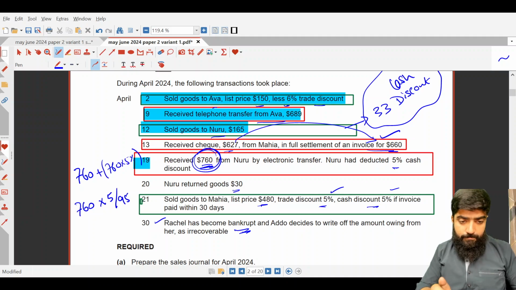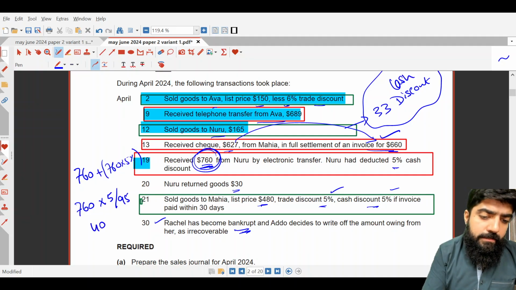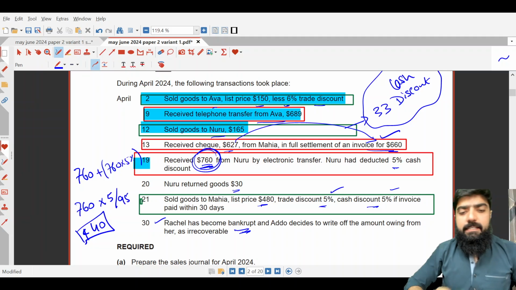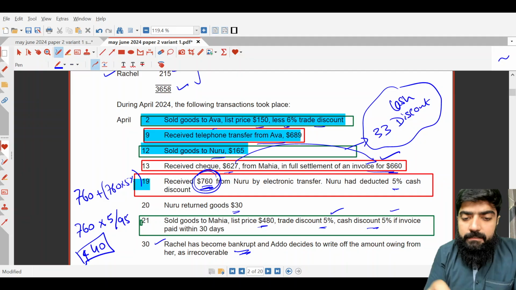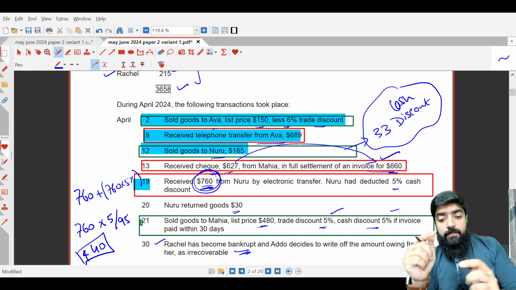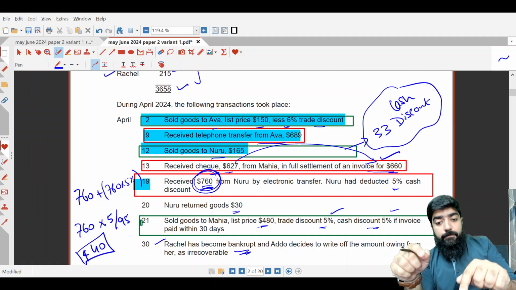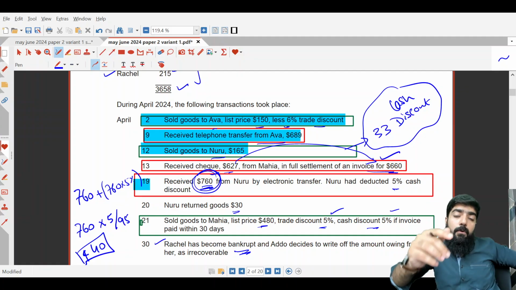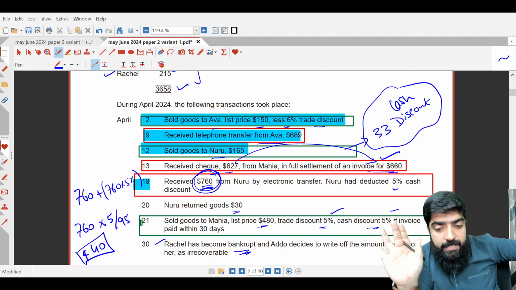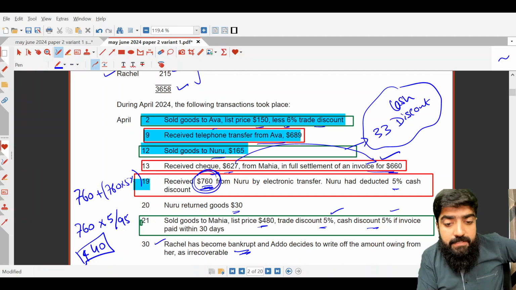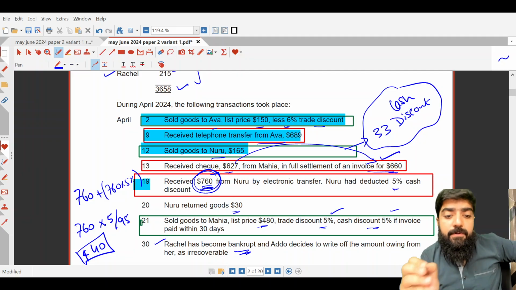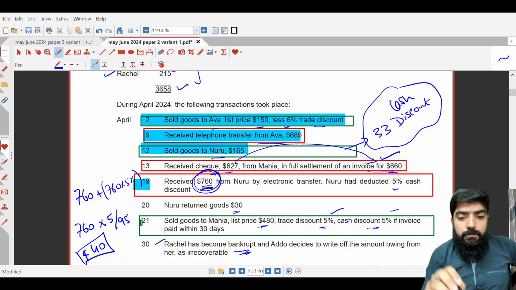So that $40 is basically the cash discount. Let me give you an idea. Remember that 760, that is the amount that we have received, and we identified that this is the amount after deducting the cash discount. Is it? Yeah. Because it says that we have received 760 and Nuru had already deducted 5% cash discount. Oh yeah, you're right.